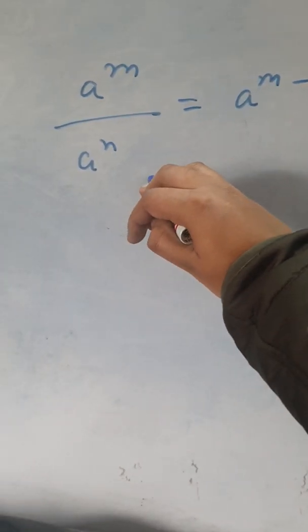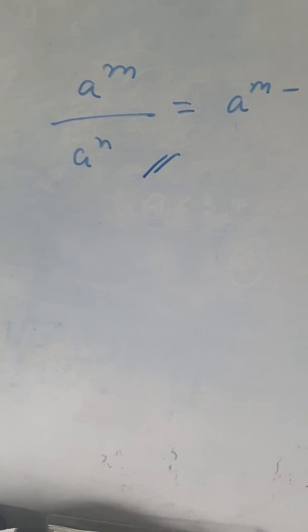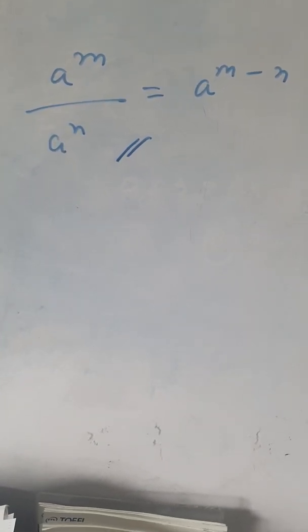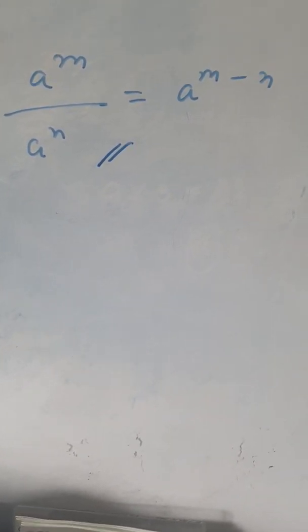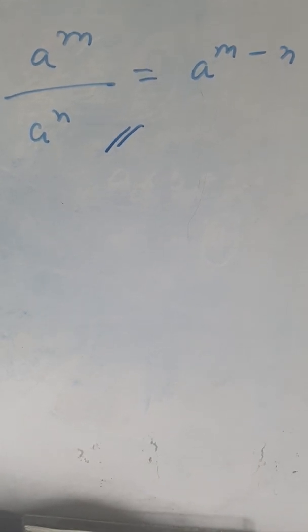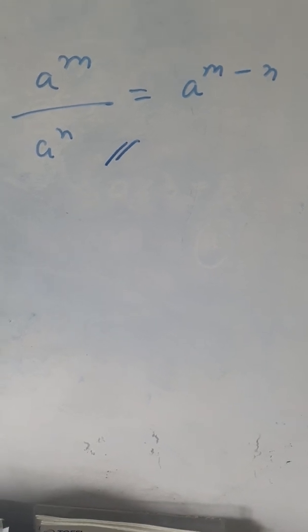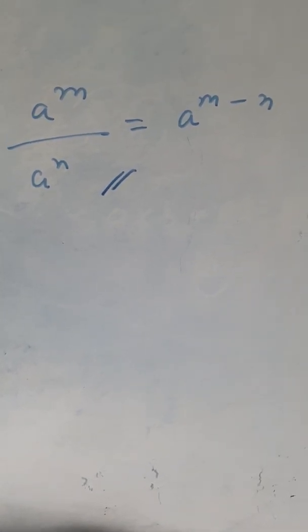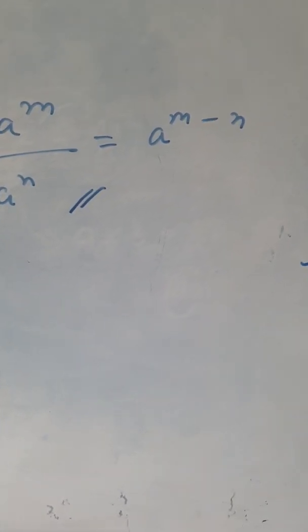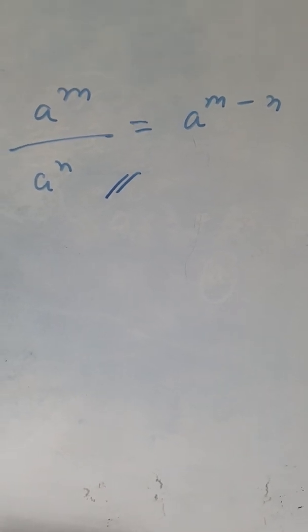So in this case, we don't need to first calculate a to the power m, then a to the power n, and then divide them. Simply we can take the base as a for the answer, and then we are going to subtract the exponents. So it comes out to be a to the power m minus n.